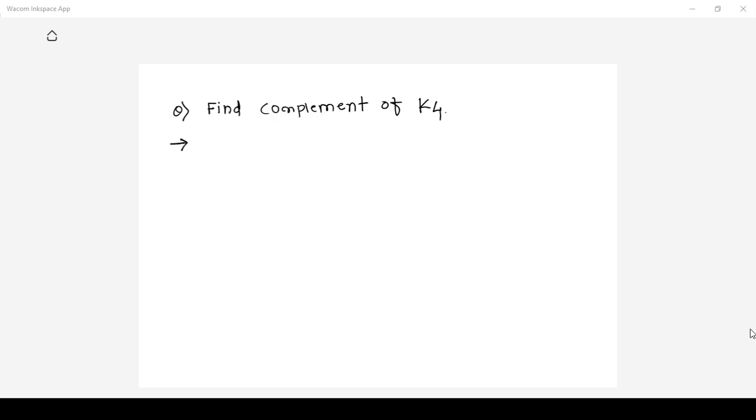Now let us see some of the examples. Suppose I will be asked to find the complement of K4. So K4 is a complete graph. If you want to know what is complete graph, you can go to the link given in the description box. So K4 is a complete graph. It's a graph on four vertices. First of all, I'll draw the K4. This is a graph on four vertices, and in complete graph, every vertex is adjacent to every other vertex.